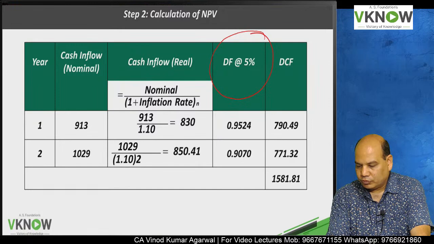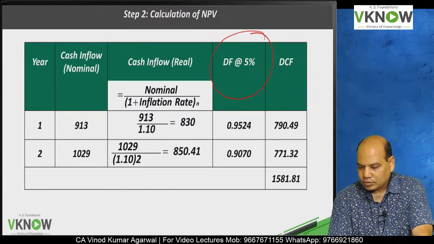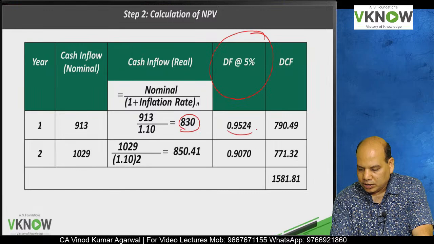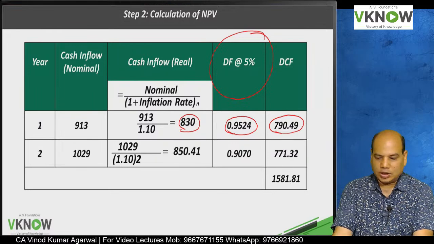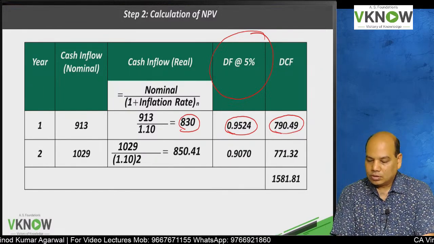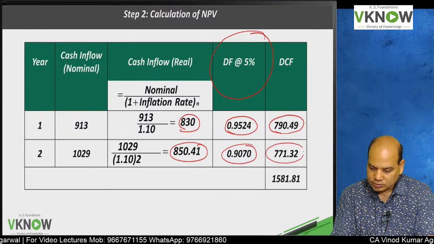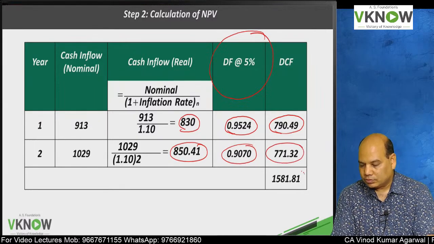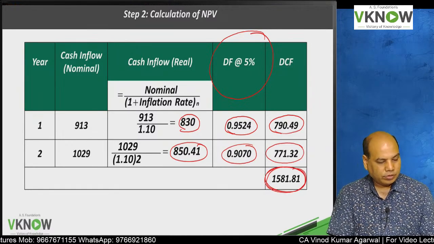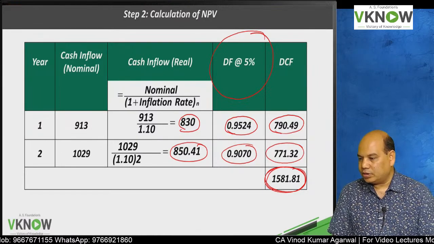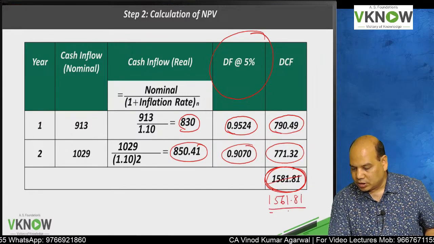Compute PV factor at 5%. 1 divided by 1.05, 0.9524, again equal to 0.9070. Multiply these two. Check the answer. 830 into 0.9524 is 790.49. 850.41 into 0.9070 is 771.32. So my total is 1561.81. This is the right answer.